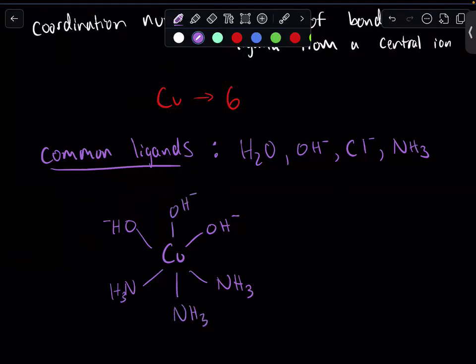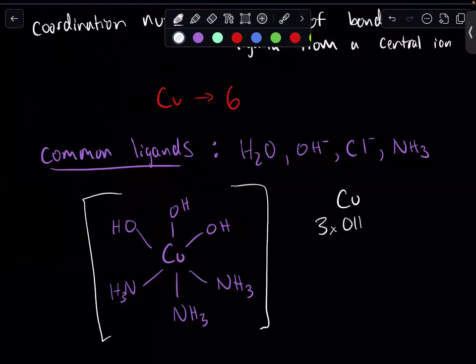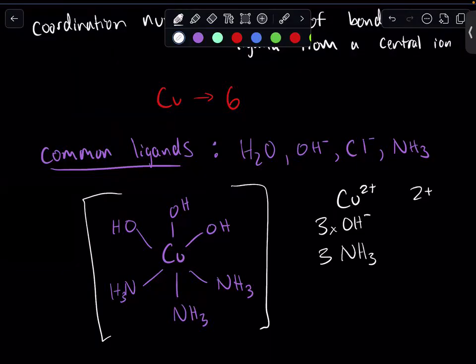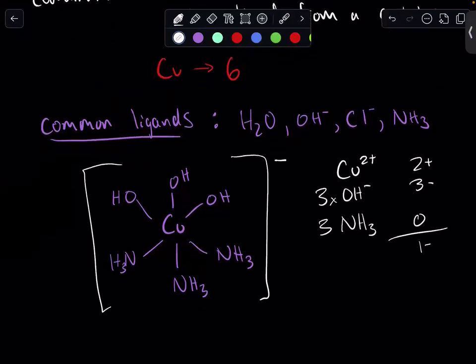Copper originally had a 2 plus charge. Now each hydroxide has a 1 minus charge. So Cu, 3 OH minus, and 3 NH3. The overall charge is 2 plus, 3 minus, and 0. Altogether, this has a charge of 1 minus. So when you have multiple ligands with different charges, you do have to take that into account when you are creating a complex ion. All right.